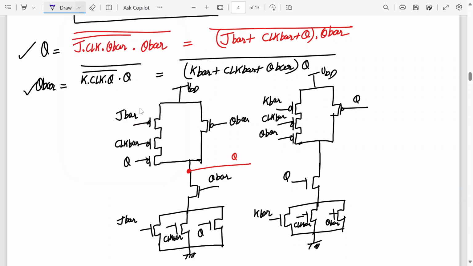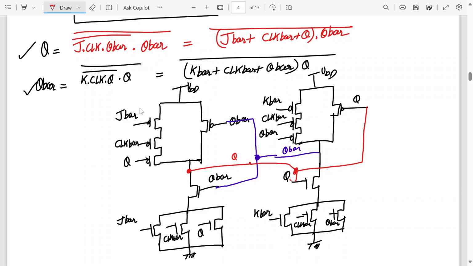Alright, is this correct? Please check. The output will be Q bar. So Q bar we can tie it together like this. And here this output will go over to here. This Q, actually orientation I've done it wrong. This K, this Q and this Q, they'll join together. Okay, so that is the static CMOS diagram for this.